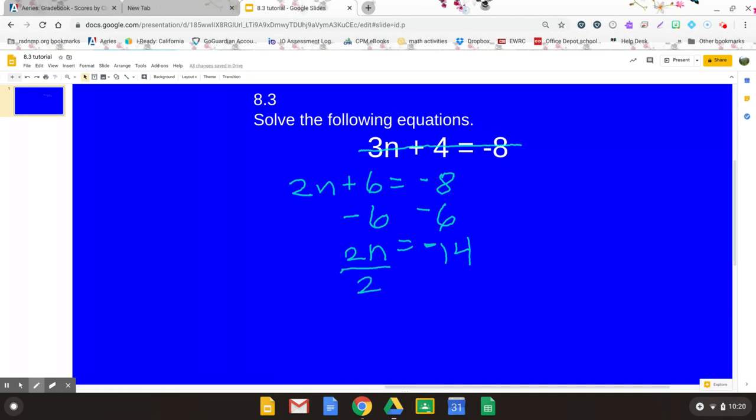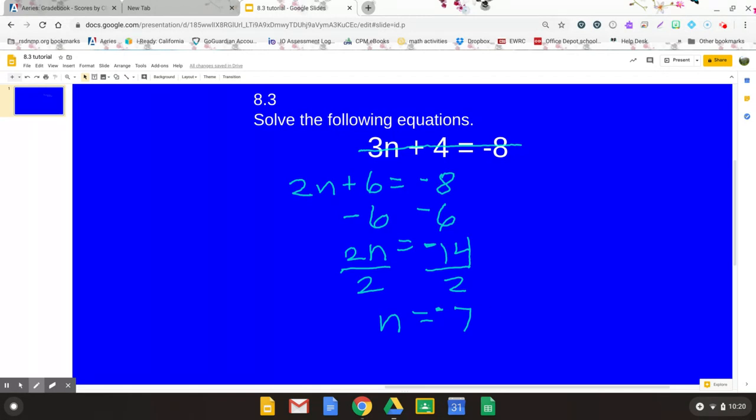Then I'm going to divide both sides by 2. So n equals, now I have negative 14 divided by positive 2, so I know it's 7, and it has to be negative 7 because my signs in my division problem here were different. And when my signs are different, the answer is always negative.